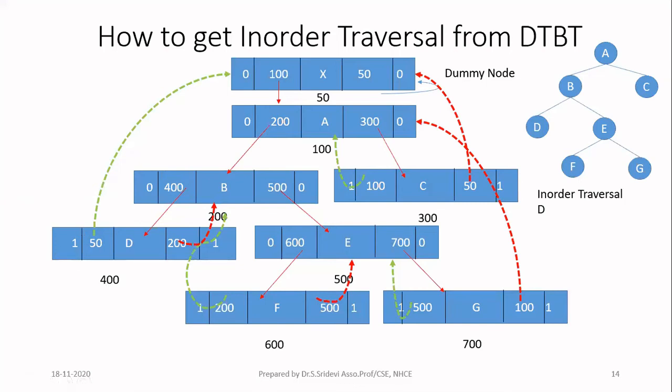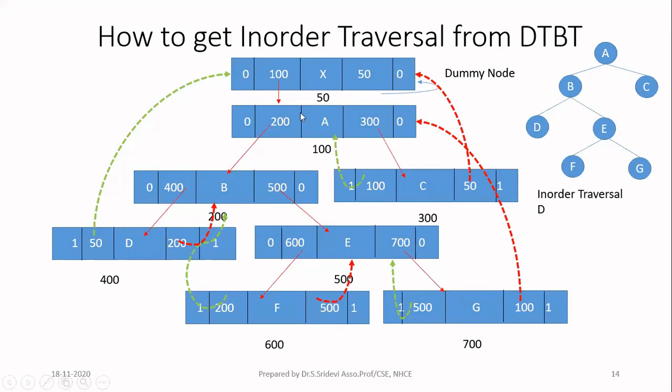The thread will tell the value of the in-order predecessor or successor. Now, once you reach the node with 1 in the thread field, you have to print the value of that node. Here, the value of the node is D. So you can print it. In my output, I have D first. When you do the in-order traversal of this tree, D is what appears first.